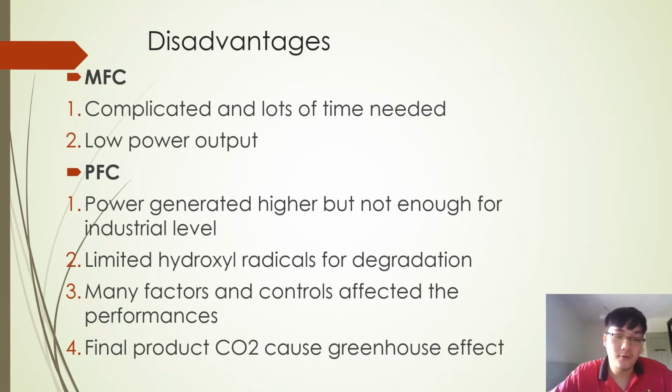The limitation of the MFC system is that the application is extremely complicated and the use of bacteria needs a lot of time to prepare. The power output produced from the MFC system is also extremely low. On the other hand, the PFC system can produce higher energy output, but the power generated is still not enough to be applied at industrial level. Besides, the radical reaction produced to degrade the organic pollutants in the system is also limited as the reaction only takes place on the surface of the electrodes.